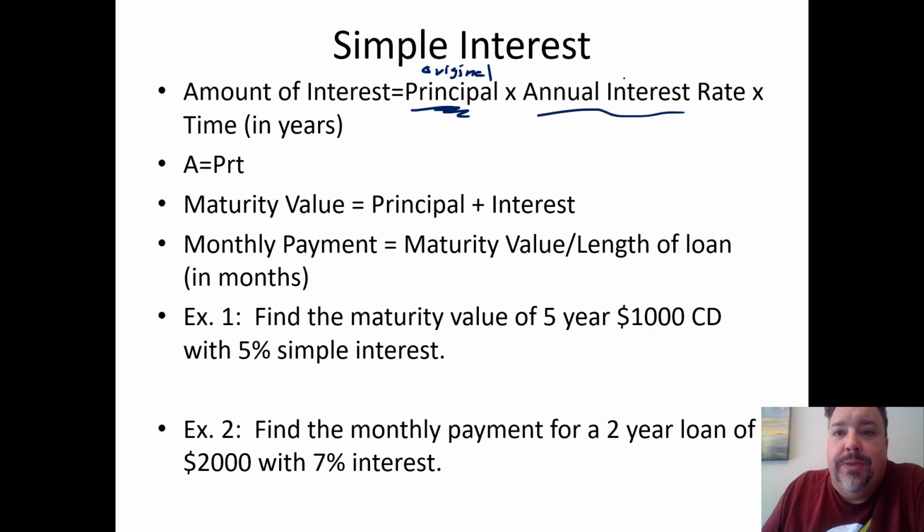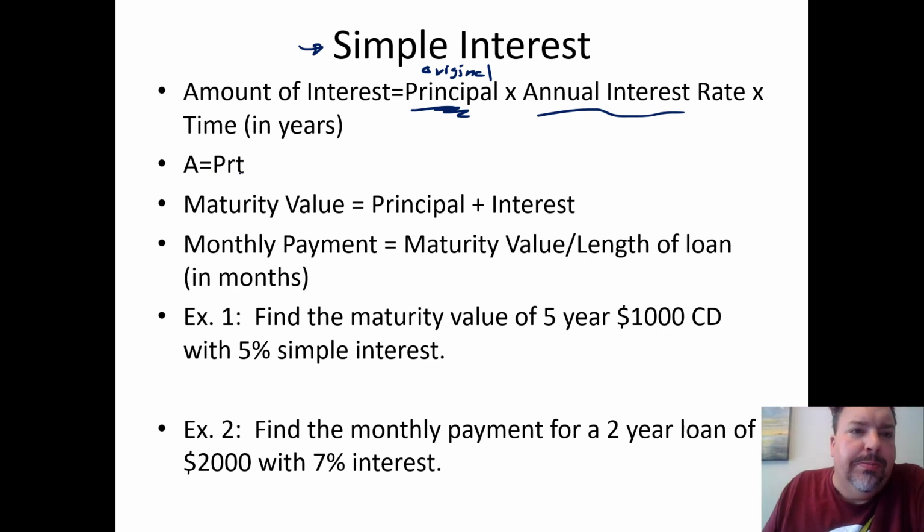R is the annual interest rate. Sometimes you have an interest rate of 4%, 5%. We're going to write that as a decimal. And then the time is going to be in years. This is for simple interest. So this applies to things that have a fixed interest and that interest is not being compounded. So there's a different formula if it's compound interest. So it doesn't apply to credit cards and things like that.